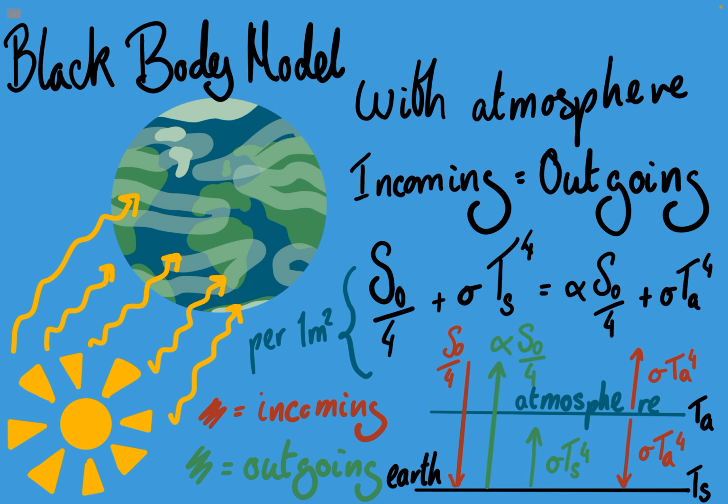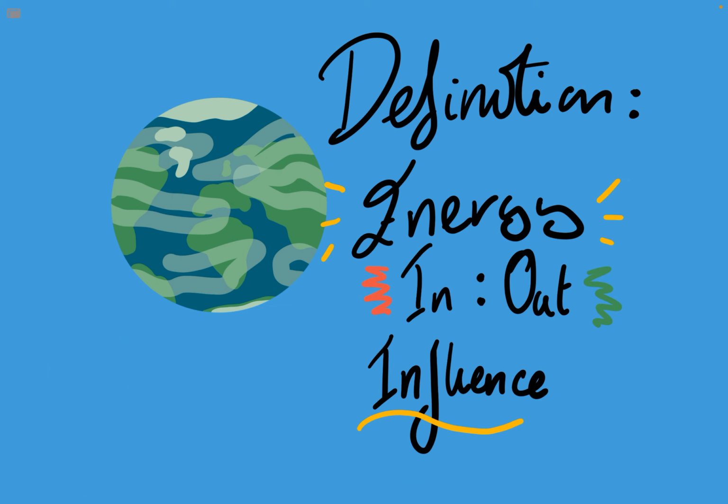Written as an equation here, Ts is the Earth's surface temperature, Ta is the atmosphere's temperature, theta is the Stefan-Boltzmann constant, and S0 is the solar irradiance. This energy balance is known as the Earth-atmosphere system. The measure of how much a factor has influence on altering this Earth-atmosphere balance is known as radiative forcing.